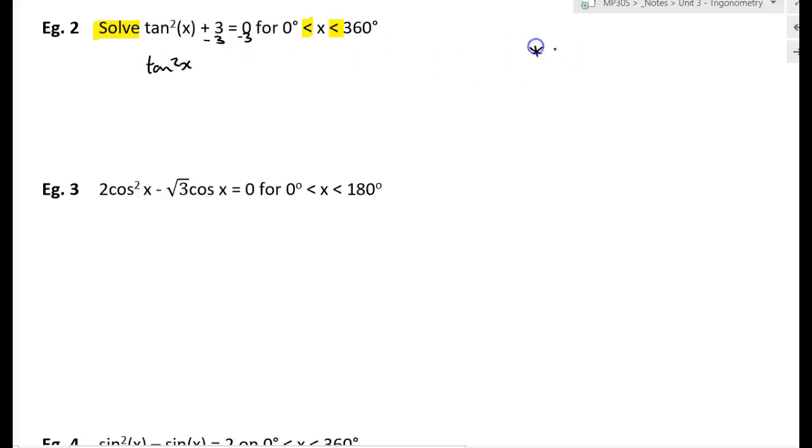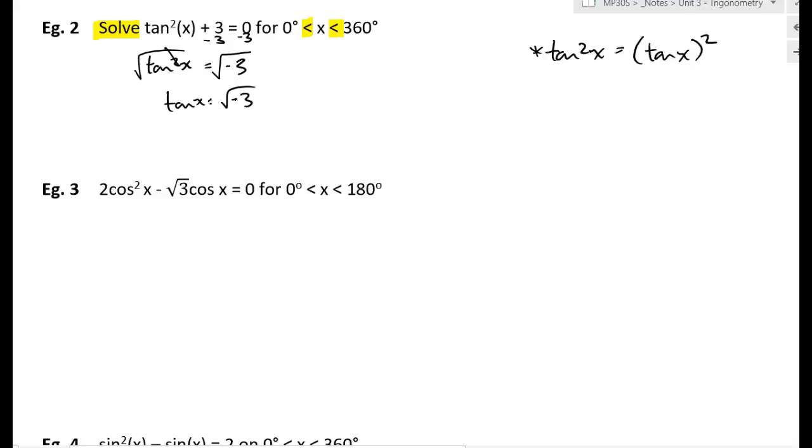And please note that tan squared x is the equivalent of saying tan x squared, but we never ever write it like this. We always write it like this. It's just a convention. It's the language of math. That's what we're going to be dealing with all the time. So we're dealing with negative 3. We want to take the square root to cancel that out. And so tan x equals the root of negative 3.